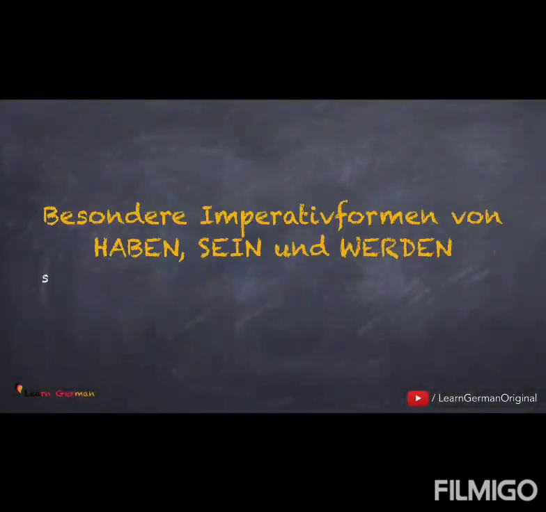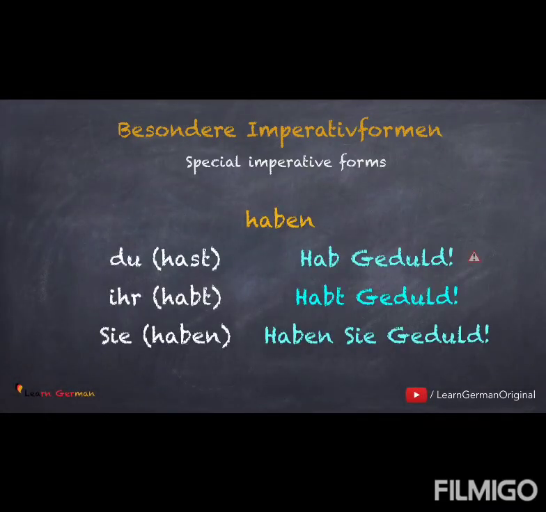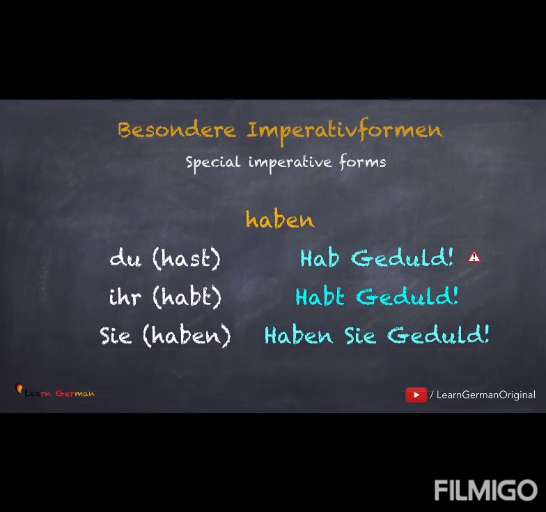Now we'll be doing some special verbs. Besondere Imperativformen von haben, sein und werden. Since these verbs are special, it's advised to learn the Imperativformen as it is. Let's go through them. The first verb, haben. For du form, you would say hab Geduld. For ihr form, habt Geduld. For Sie form, haben Sie Geduld.